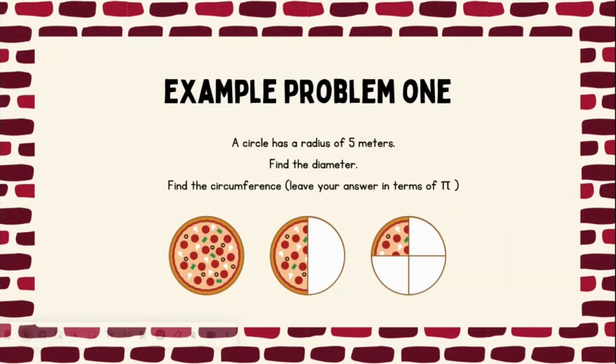So we have example problem number 1. A circle has a radius of 5 meters. Find the diameter. And find the circumference. And leave your answer in terms of pi.